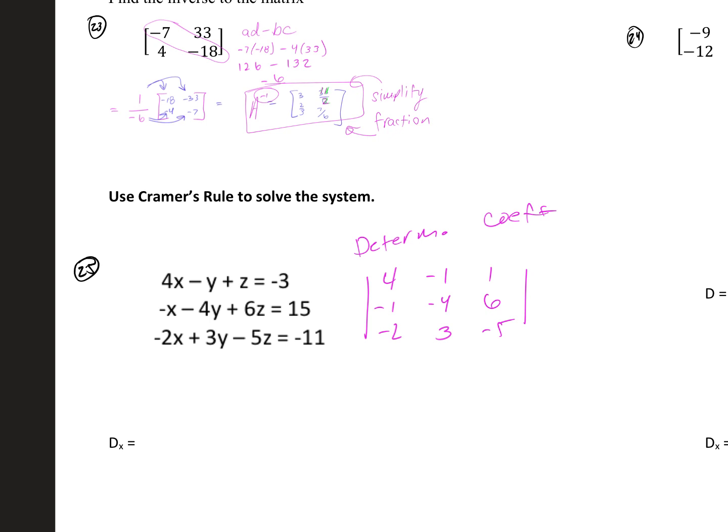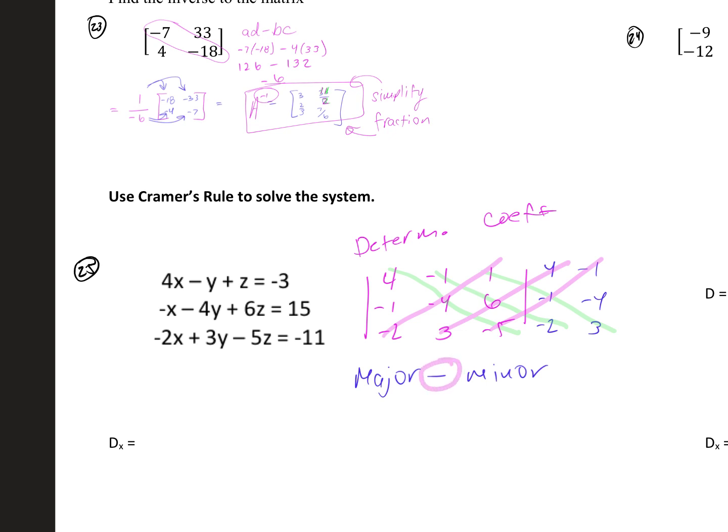In order to find my majors and my minors, what do I have to recopy? First and second. So 4, -1, -2. Then -1, -4, 3. Then it's major minus minor. Super important, guys. The order is super important. So you get your 3 majors, you multiply together and add. Then you do your 3 minors, multiply and add. And then you subtract that value.